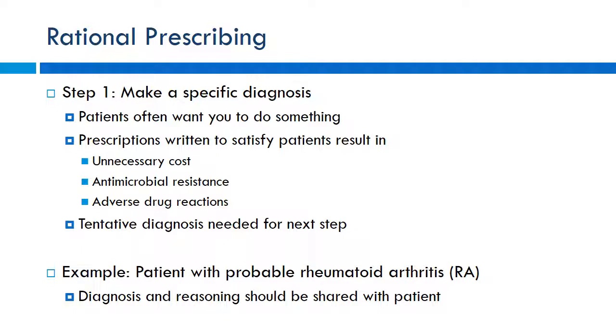So again, once we have our diagnosis, we need to have some sort of tentative diagnosis. It may not be the actual final one, but at least some idea of what's going on for the patient. Say a patient comes into our office and we think they have probable rheumatoid arthritis. Are you familiar with rheumatoid arthritis at all? It's an autoimmune condition where the body is not able to distinguish self from foreign products, and so it starts to attack the joints primarily. There are some other problems that can come about from that. But basically, at this point, you're going to say, hey, this is what I think is going on. The reasoning should be shared with the patient. Again, it should be good two-way communication between you and the patient.